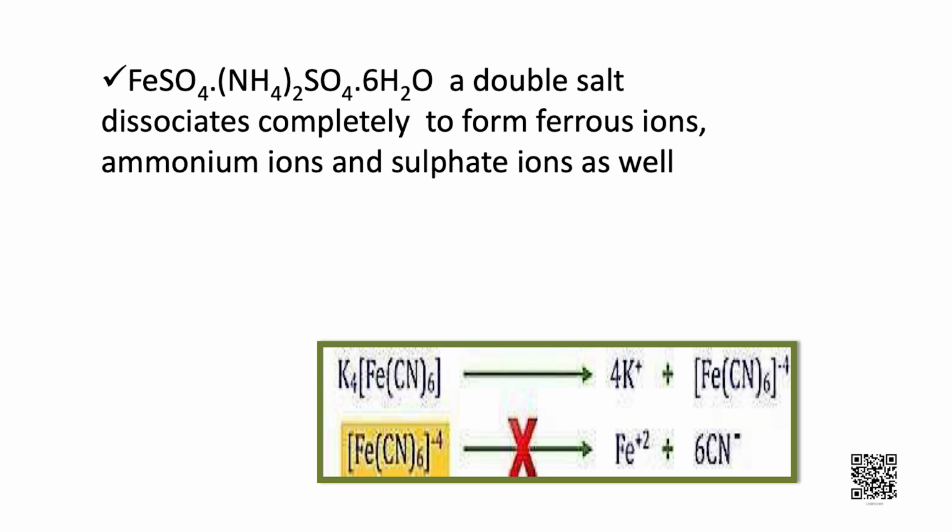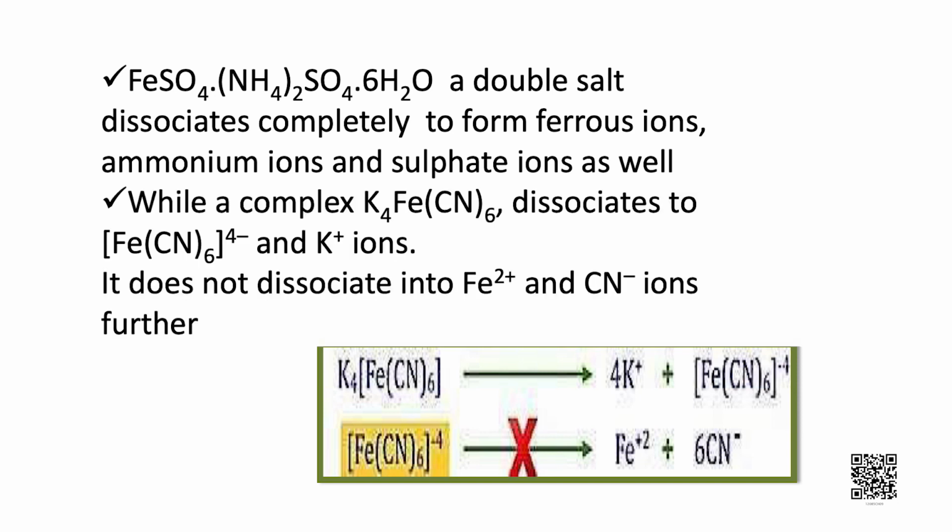Ammonium ferrous sulfate, a double salt, dissociates completely to form ferrous ions, ammonium ions and sulfate ions as well, while a complex like potassium ferrocyanide dissociates into ferrocyanide ion and potassium ions. It does not dissociate into ferrous ions and cyanide ions further. Can you suggest in terms of Werner theory why this is so? Yes, secondary valencies are non-ionizable.